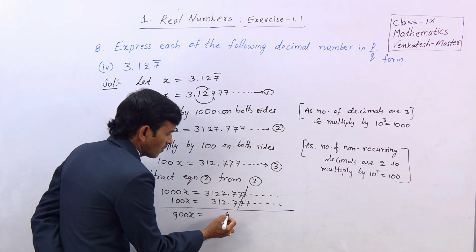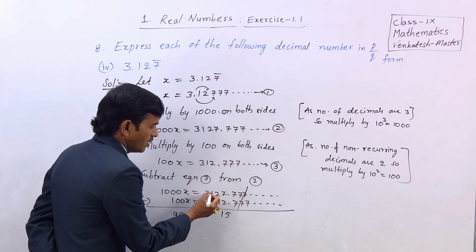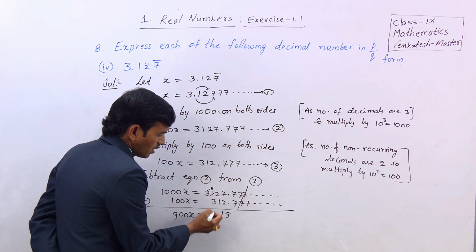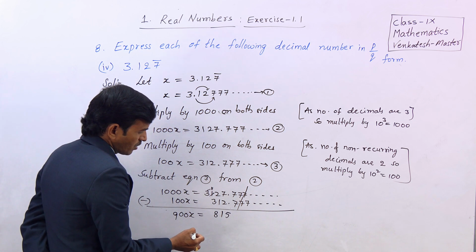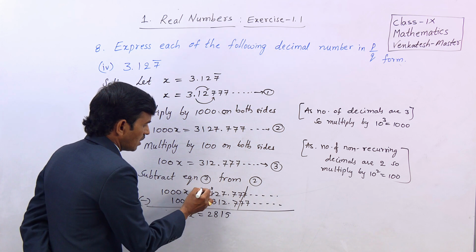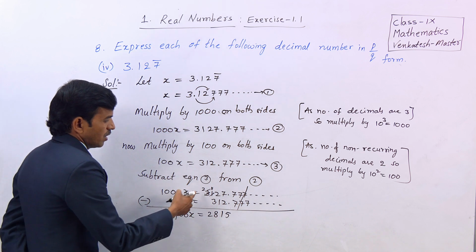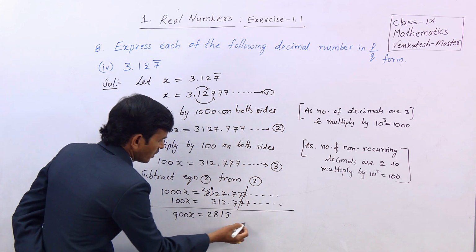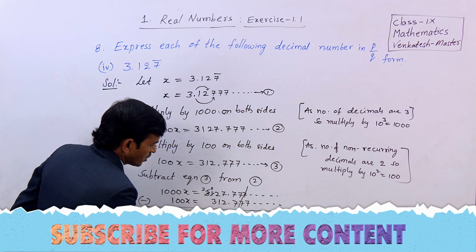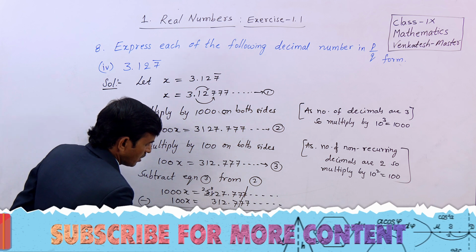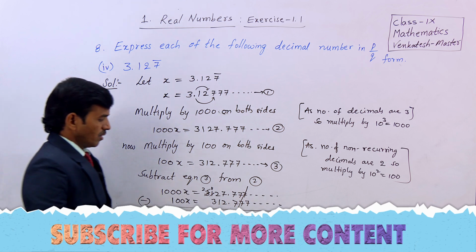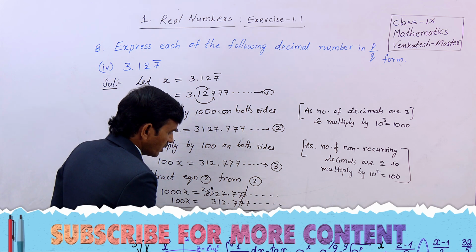7 minus 2 is 5, 2 minus 1 is 1, borrow here. 11 minus 3 is 8. Then what is left over here? 2. As one is lent to the succeeding one, so here only 2 is left, that is 2815. Therefore x is equal to 2815 by 900. We can cancel this. Okay, by cancellation what are you going to get?